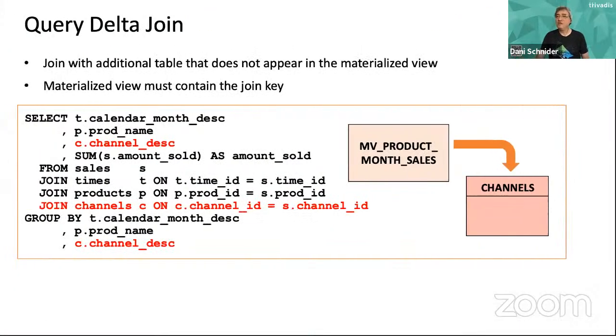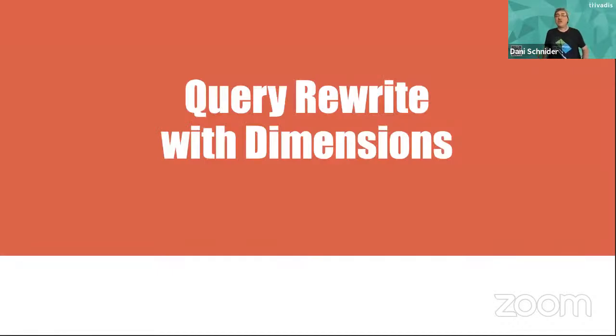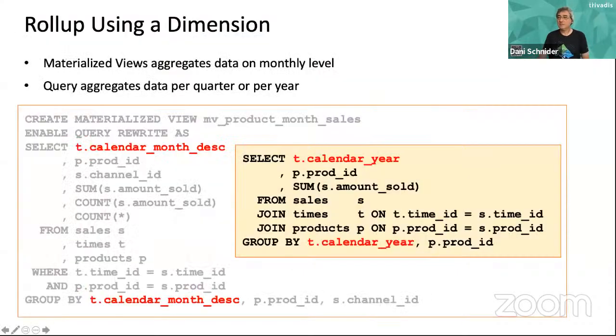But there is more that is available, especially for examples like this on a star schema, where we have a fact table that joins multiple dimensions or dimension tables. Then we have another issue, and that's called roll-up, when we do a group by on different levels of the dimension hierarchy.